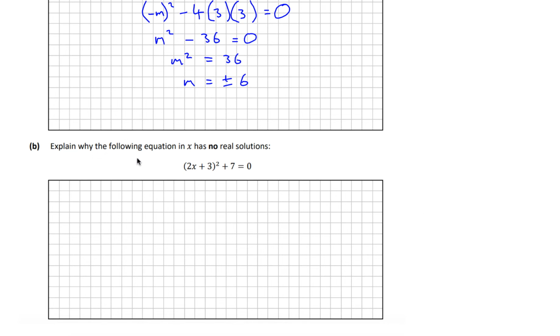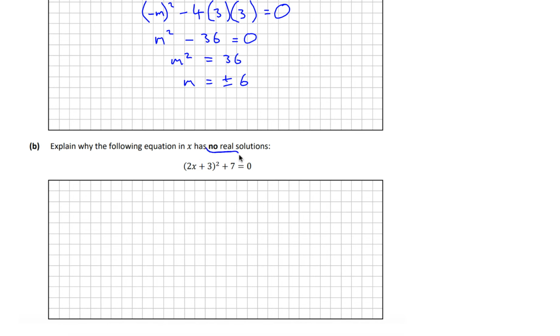Part B, explain why the following equation in x has no real solutions. So we have another equation here, which is quadratic. You can kind of see if you multiplied this bracket out, if you squared it, you would end up with some x squared terms. So it is a quadratic equation. It has no real solutions, okay?